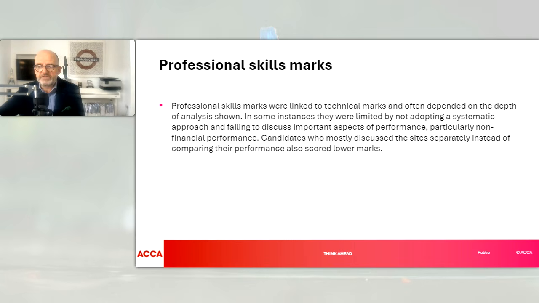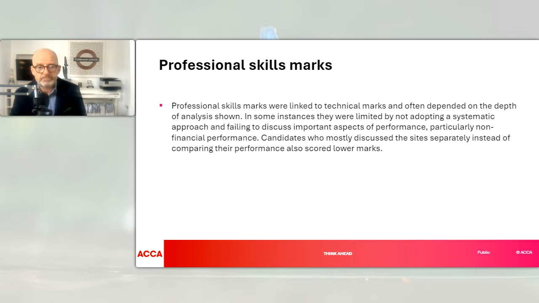What about the professional skills? Well, again, not enough depth. There wasn't really a structured approach giving a comparison, and a lot of candidates didn't integrate the two slides and kept them separately. It was about comparison. And if you didn't do a comparison, you didn't answer the question and you didn't really get any marks.